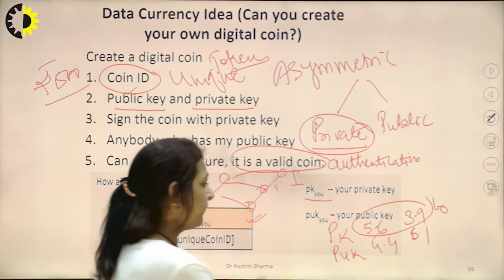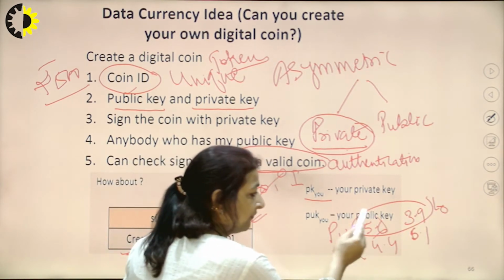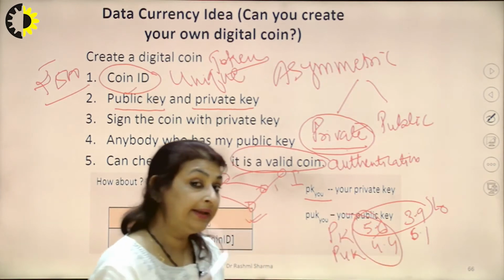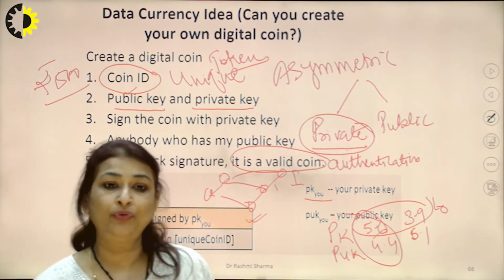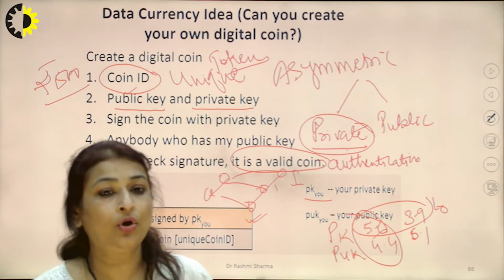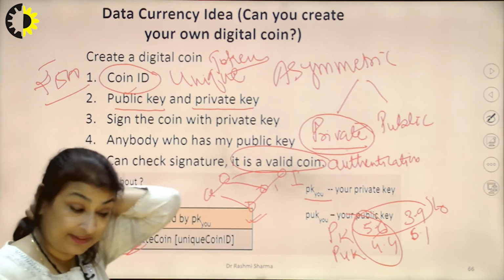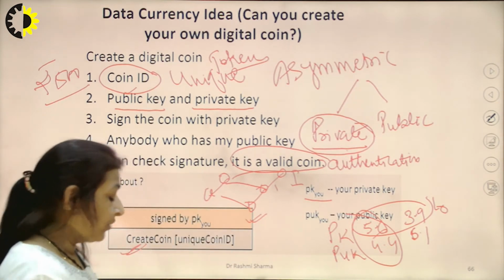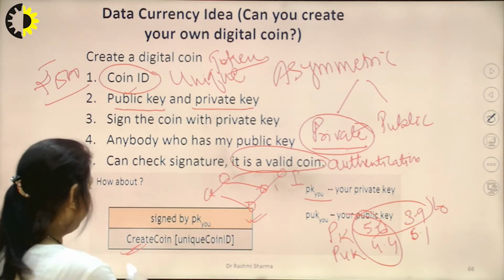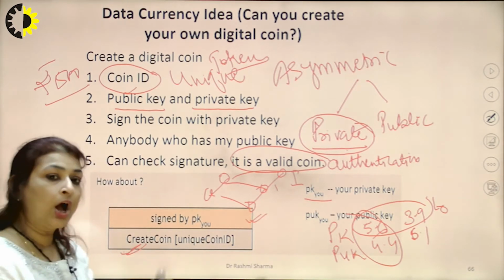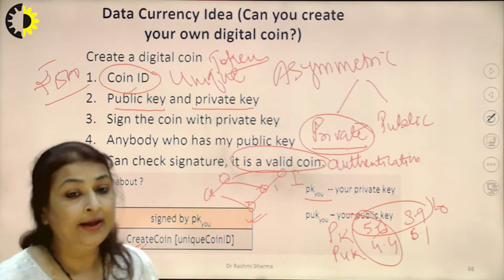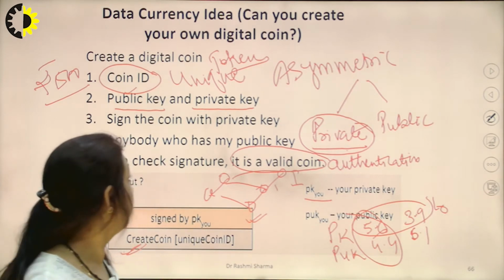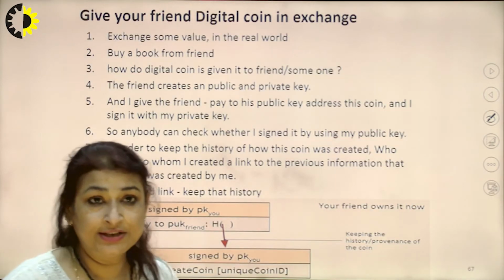Okay, so if I'm encrypting it by 5.6, then it would be decrypted by 4.4 only, for verifying that I am the authenticate user who has given this particular coin. So after generating this coin, we have created the coin, I have signed this, now I would be giving it to my friend in exchange of that particular book. Okay, so I have to exchange this for a book.